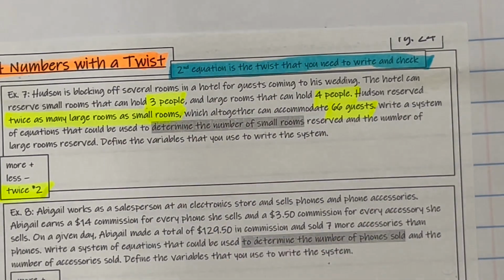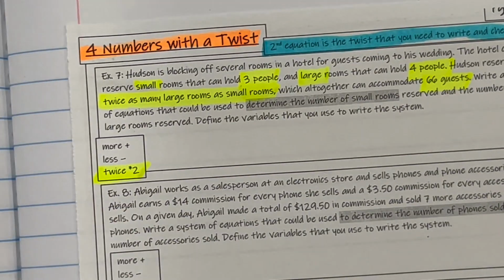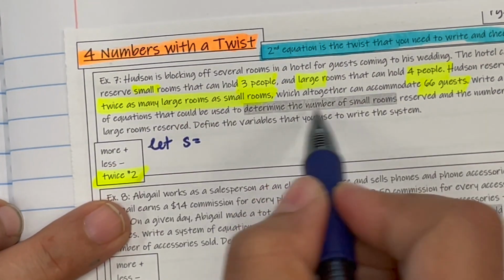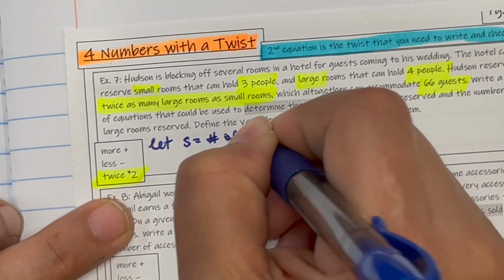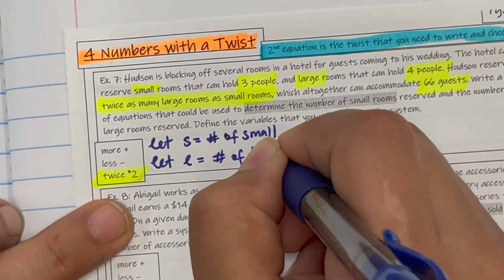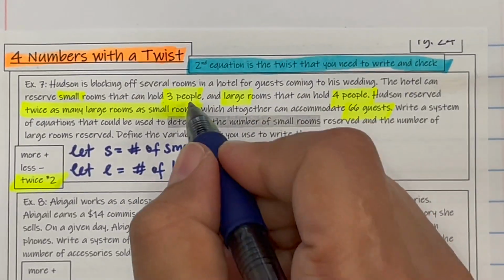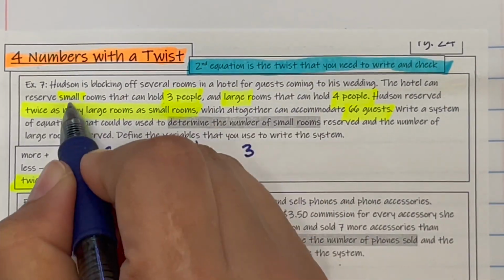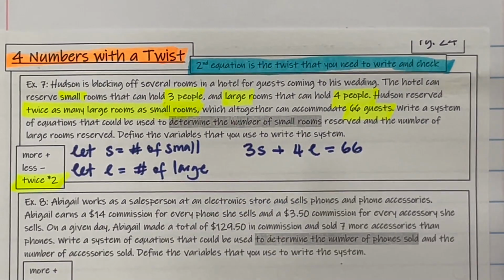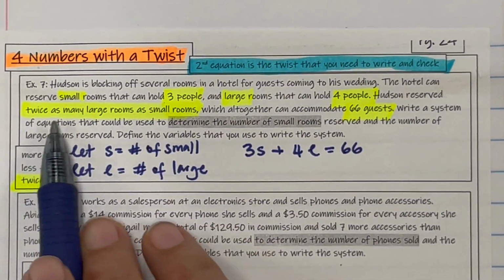So again, the first equation is people, people, people, people. All right, so people plus people equals people. So define the variables. Let S be small rooms, the number of small rooms from our question. Let L be the number of large rooms. Just like you did with regular four numbers: 3S for small plus 4L for large equals 66, guess. The second one with a twist, you have to write it and check.